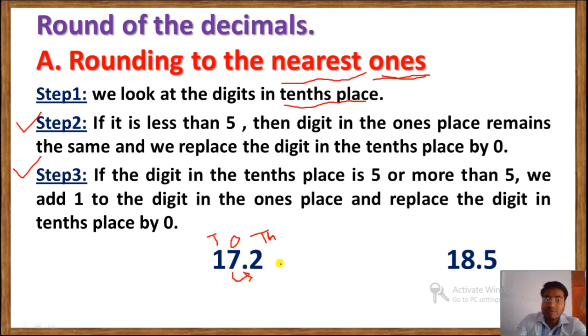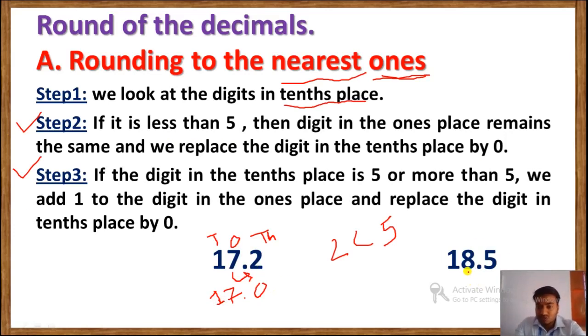We have 2, and 2 is less than 5, so we will follow this step: if it is less than 5, then the digit in the ones place remains the same. Where is the ones place? Here, and we have 7, that means this 7 will be the same. Then the decimal, and we replace the digit in the 10th place by 0. So here we give 0, and this will be as it is. 17.0. This is the answer. Understood?